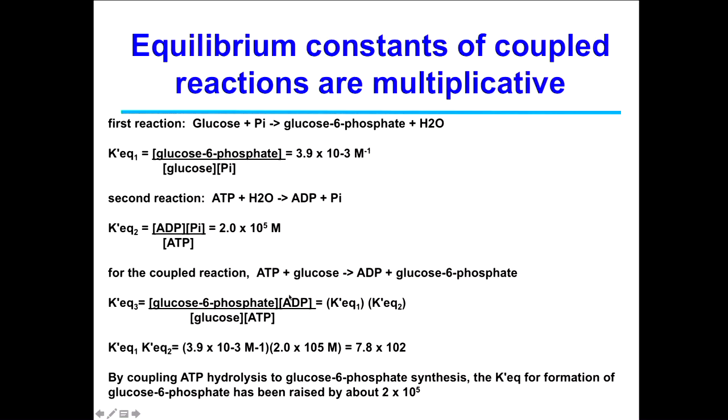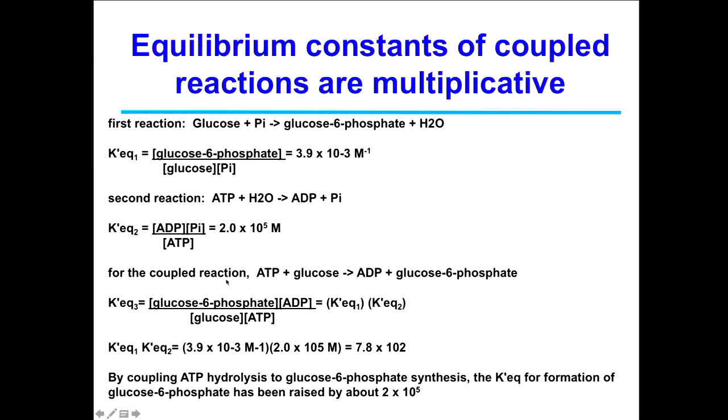But if you look at this, what is that? That's equivalent to K prime equilibrium 1 times K prime equilibrium 2, right? So here's K prime equilibrium 1 and K prime equilibrium 2 over here. You multiply those together from these numbers up above, and you get this number, and that should be raised to the power. That should be a power right there.